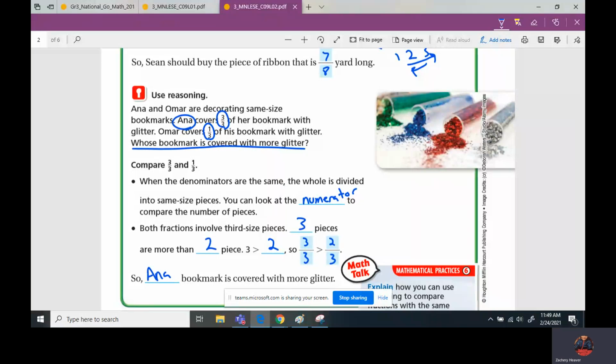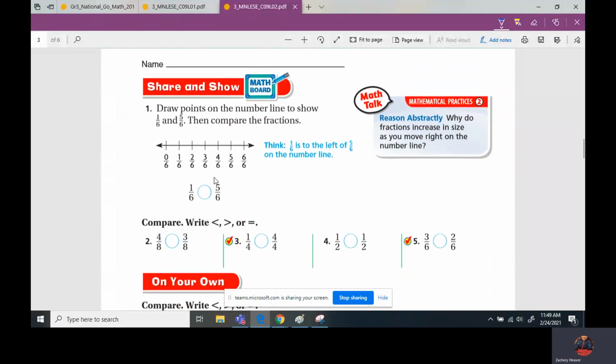Need to pause it here. It says draw points on the number line to show 1/6 and 5/6. Well, here's 1/6 and here's 5/6. Which one is greater? If it's to the right, it's greater. So which one is to the right? 5/6. So we know 1/6 is less than 5/6. We're pointing to the left, which means less.